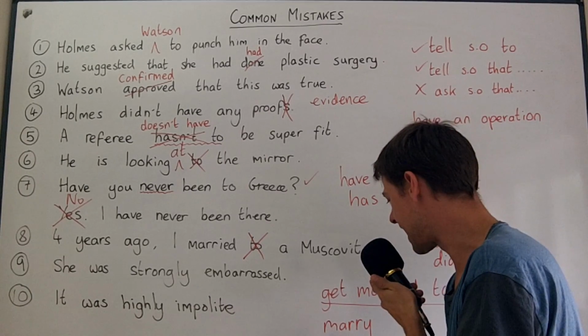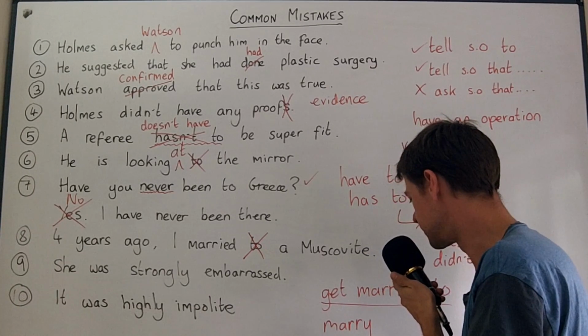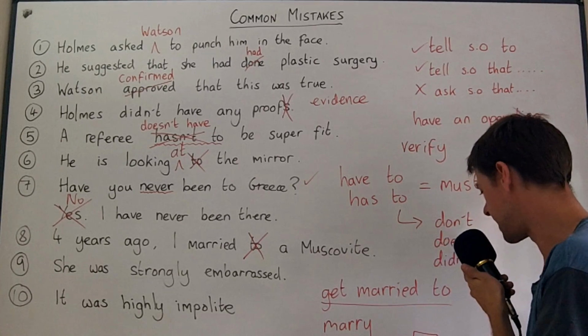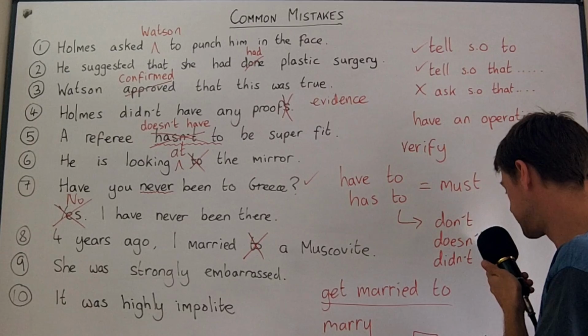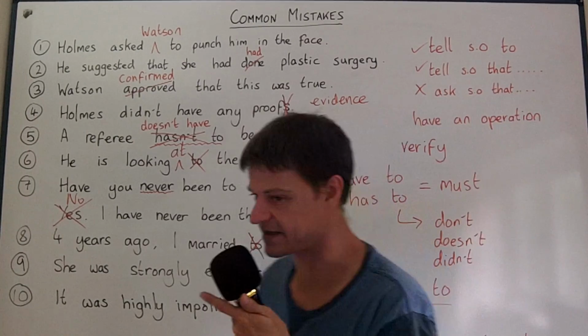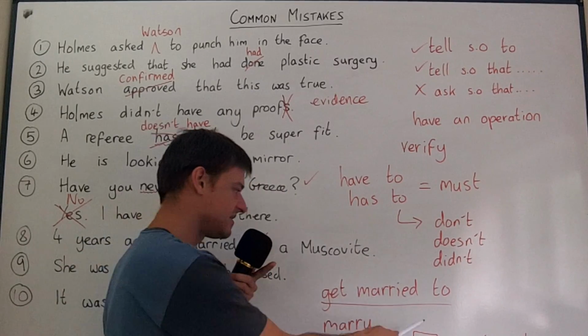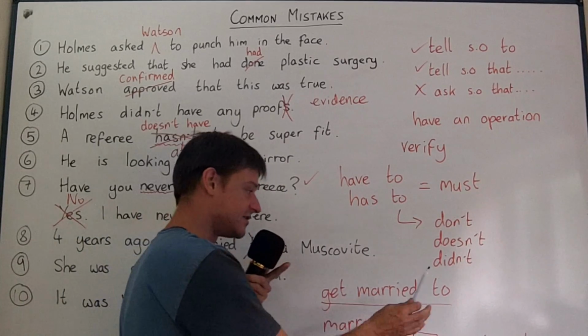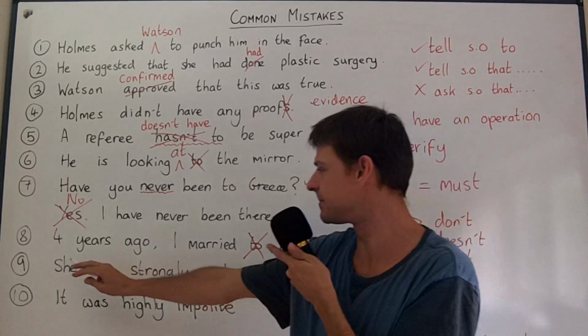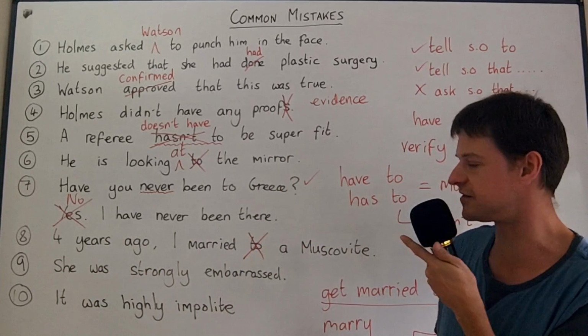Now it is with to, marry, if it's passive. So if you say I am married to, if it's passive and not active, then you need to. I am married to a Muscovite. Okay, so quite a difficult one there. There's a lot to remember there. You get married to someone, you marry someone, and you are married to someone. So quite complicated.